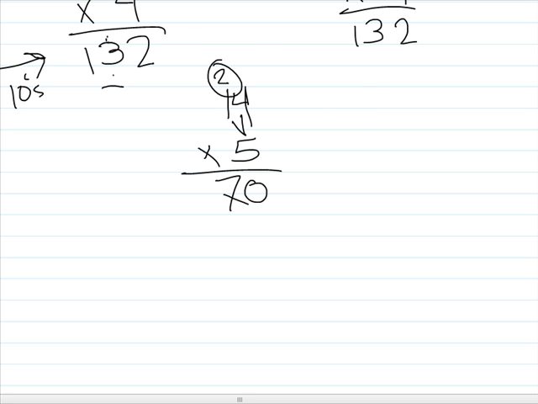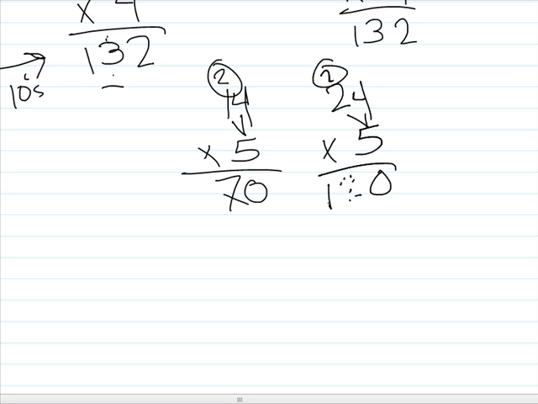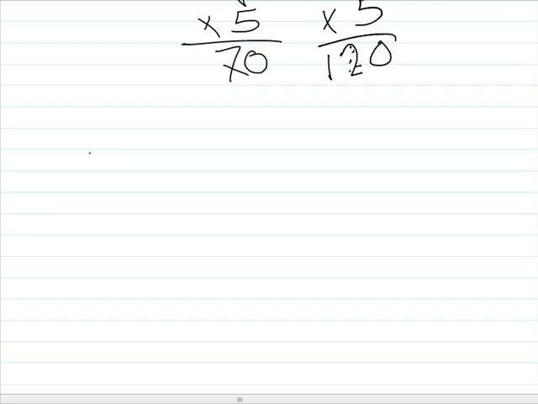Let's try 24 times 5. So this is 5 times 4 is 20. So I'm going to put the 0 here. We got that 2 to add on, but so I'll put it up here to remember about it. 5 times 2 is 10. Added to that 2 up there would be 12. 120. So let's try one that's not a 5, because 5 is kind of tricky.